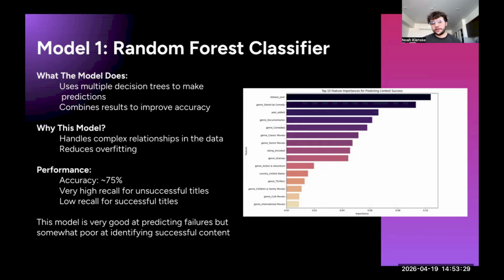So overall, in its performance, it had an accuracy of about 75% with a very high recall for those unsuccessful titles. But due to that imbalance that I keep mentioning, it has a lower recall for successful titles. So it's very good at predicting failures, but when it comes to predicting or even just identifying successful content, it's not as accurate.